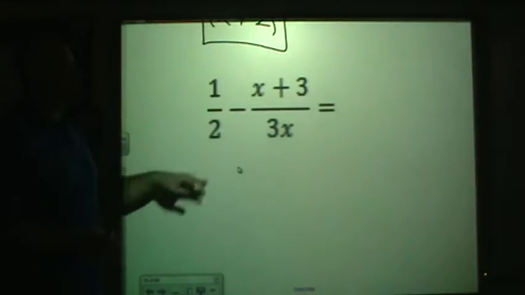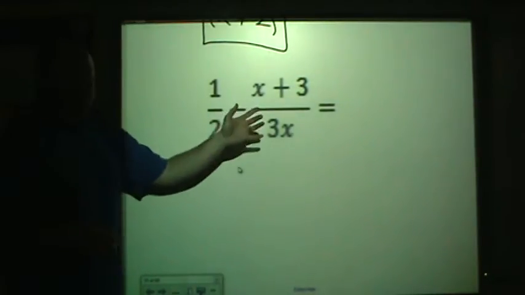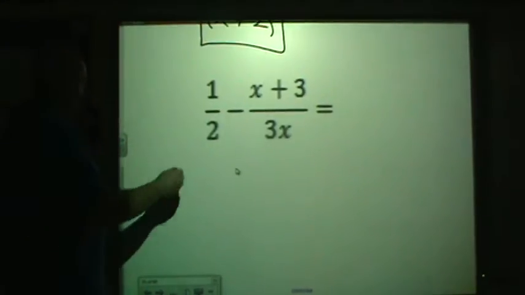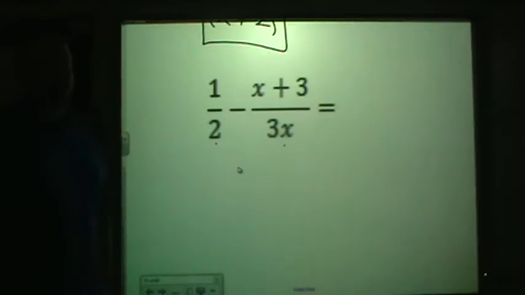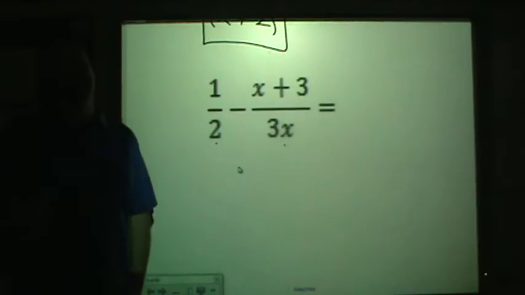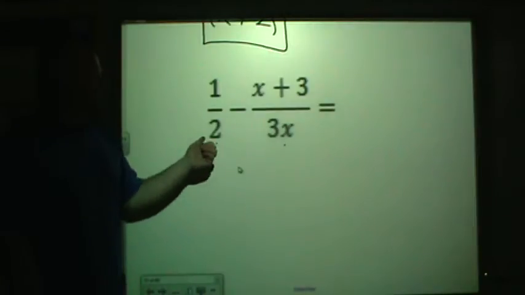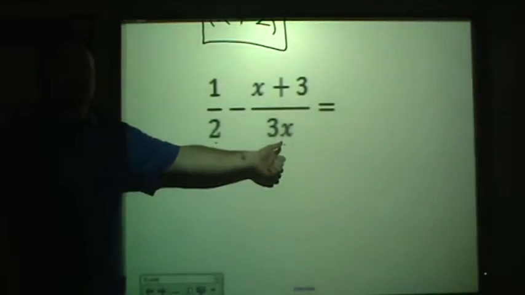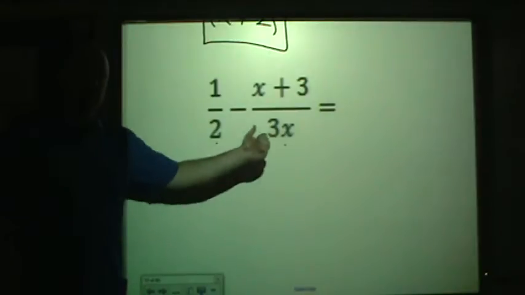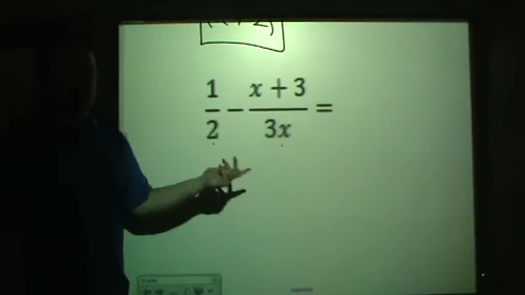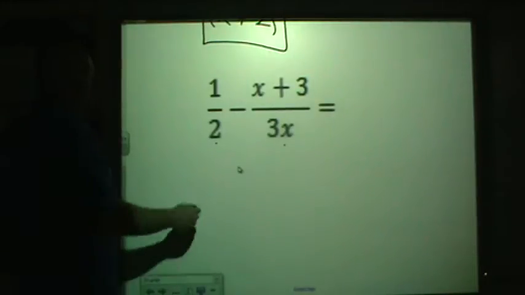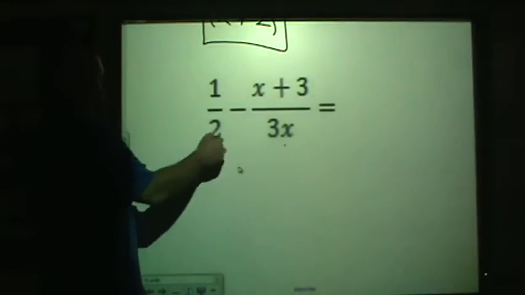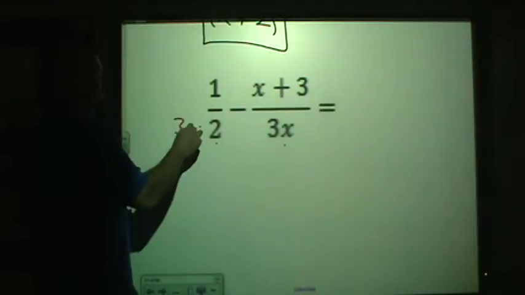So first things first, we're subtracting two fractions. We need a common denominator. When you look at these denominators and you start thinking about common multiples, not common factors, the first one that comes to mind would be 6, right? So 6 is a common multiple of 2 and 3. So 6 is going to be part of my denominator along with this x. The fastest way to get that, to get this to be 6x, is to multiply by 3x.